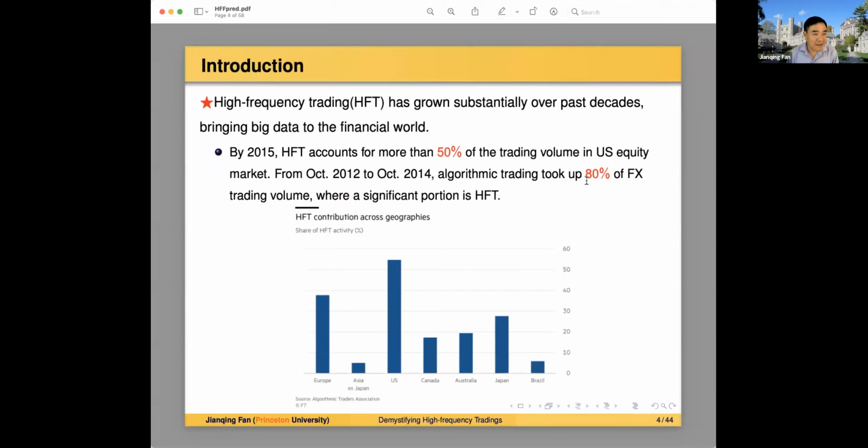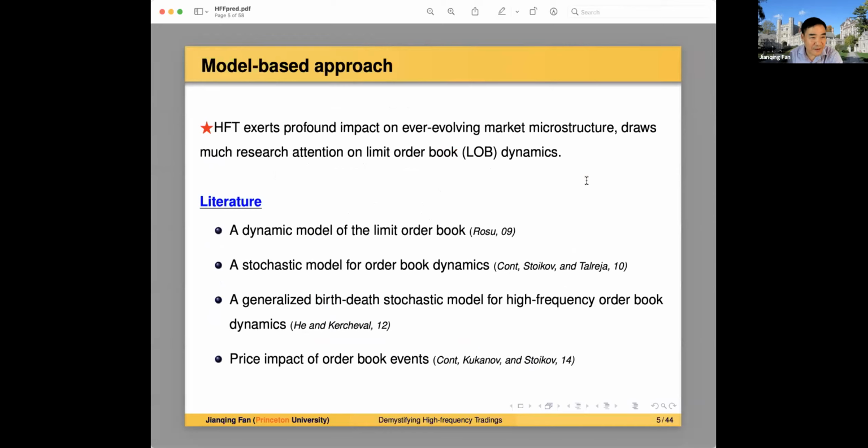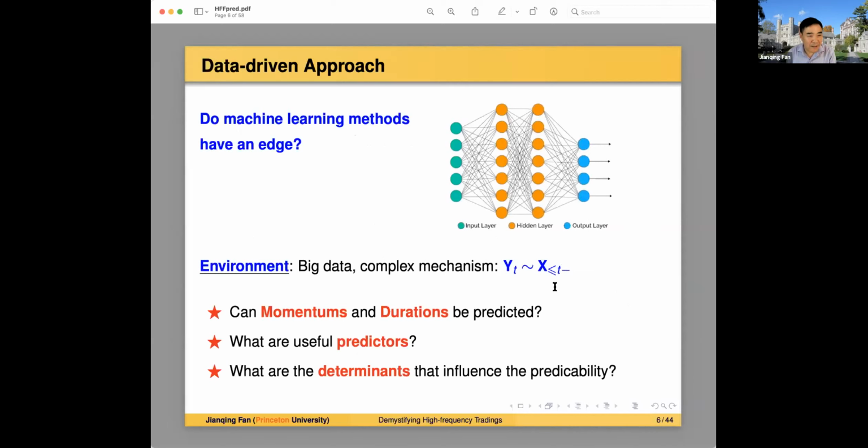High-frequency trading has grown substantially over past decades, certainly bringing big data into the financial world. By 2015, high-frequency trading accounts for more than 50% of trading volume in the US equity markets. It has a profound impact on market microstructure and draws much attention to limit order book dynamics, and there are a couple of papers on building parametric models of how the market limit order dynamics move, not necessarily directly on the prediction of returns. So a natural question people may ask: do scalable non-parametric methods, that is, machine learning methods, have an edge in such predictability problems?